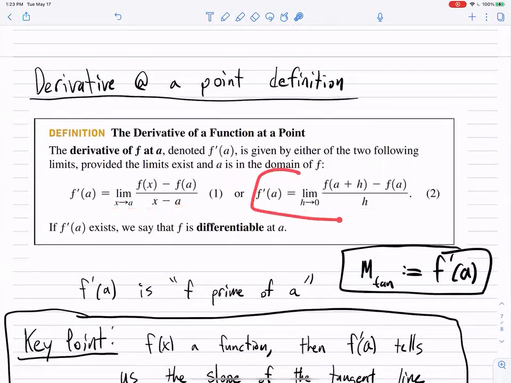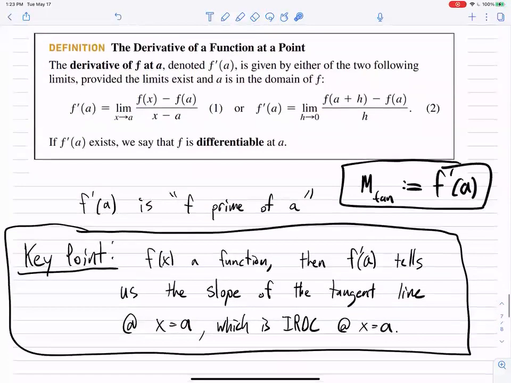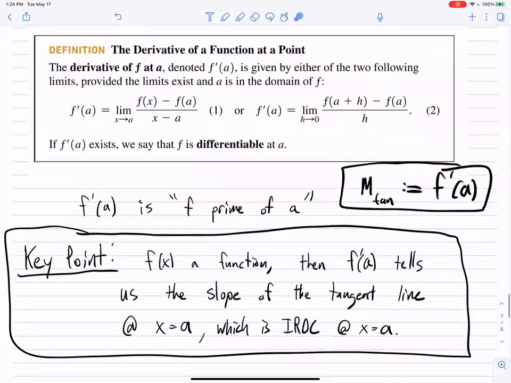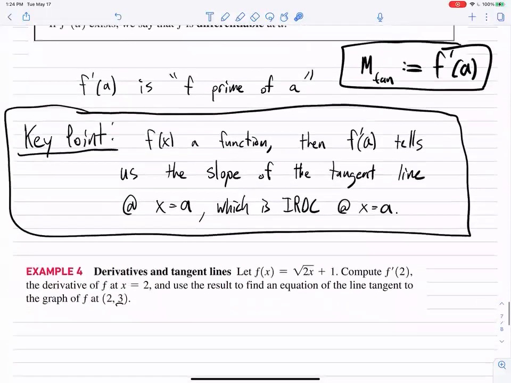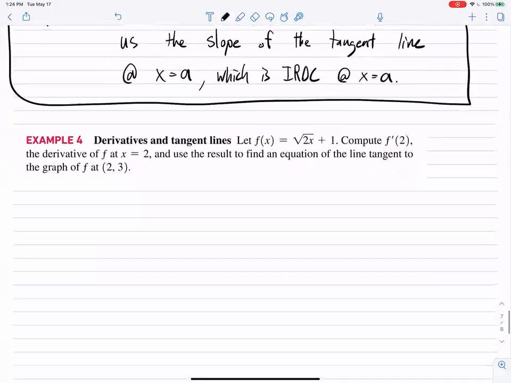And more often than not, we'll probably use that limit, although this one has its important calculations too. And so key point: if f of x is a function, then f prime of a tells us the slope of the tangent line at x equals a, which is the instantaneous rate of change at x equals a. So it's how quickly the function is changing at that given value. So now that we have all that in tow, let's do one final example.